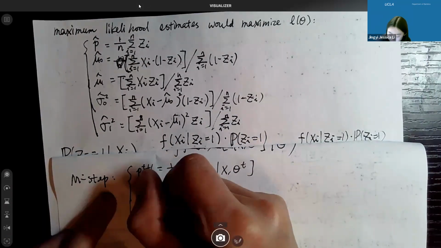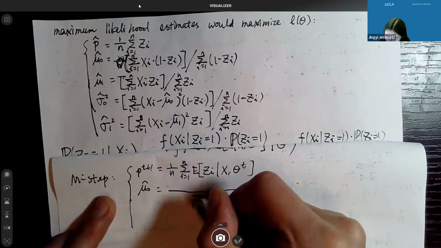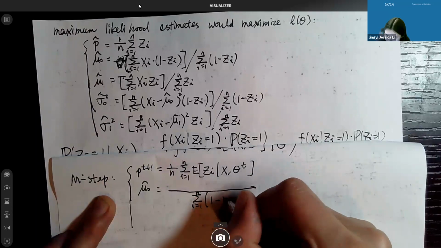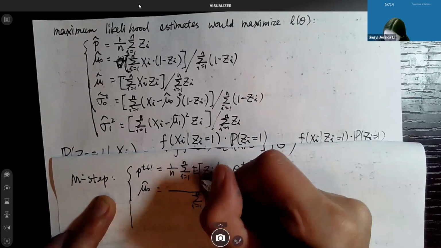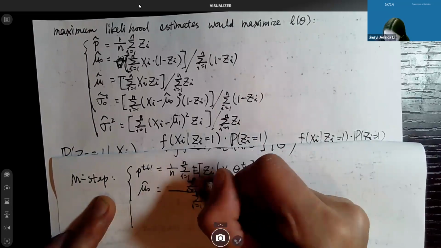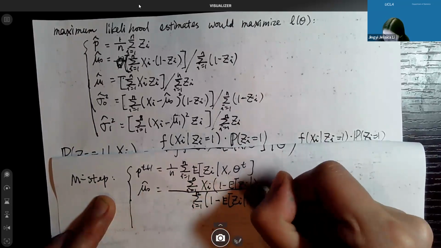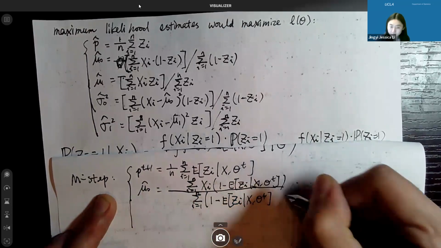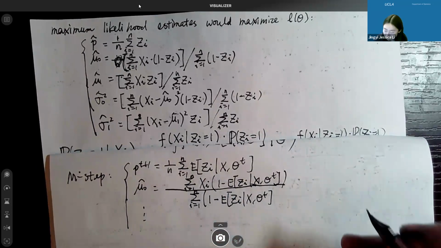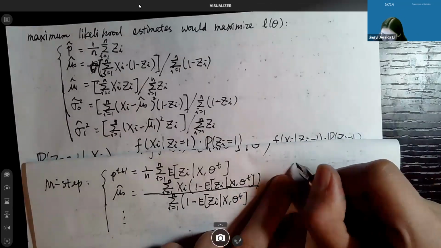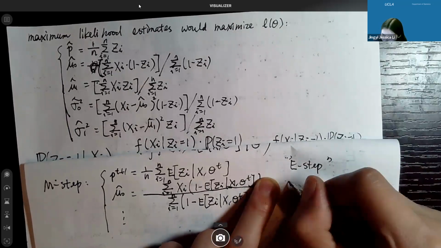And mu_0 hat will be similar. So in the denominator, I will have summation i from 1 to n, 1 minus expectation of z_i given x, theta t. Okay, in the numerator, x_i times 1 minus expectation of z_i given x, theta t. Okay, and everything follows and so on. So in other words, you can think of this E step as sort of kind of equal to imputation.